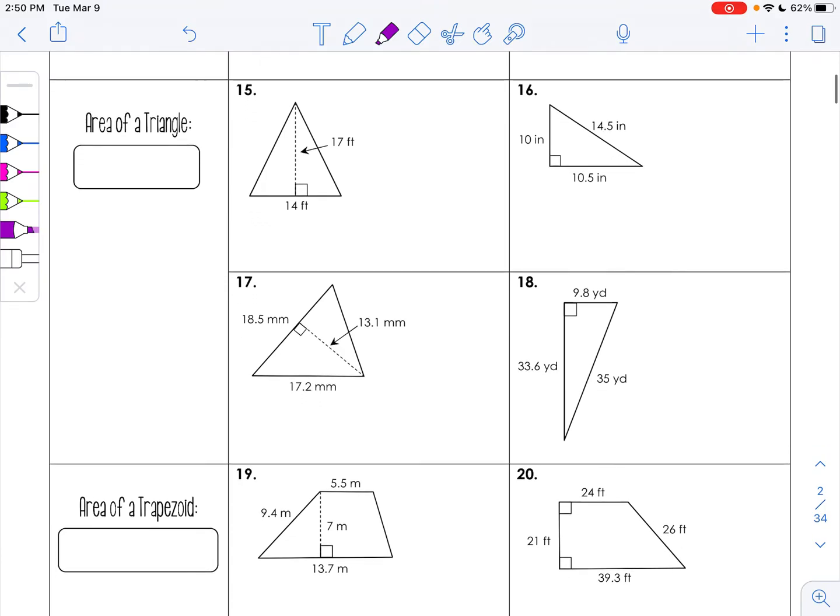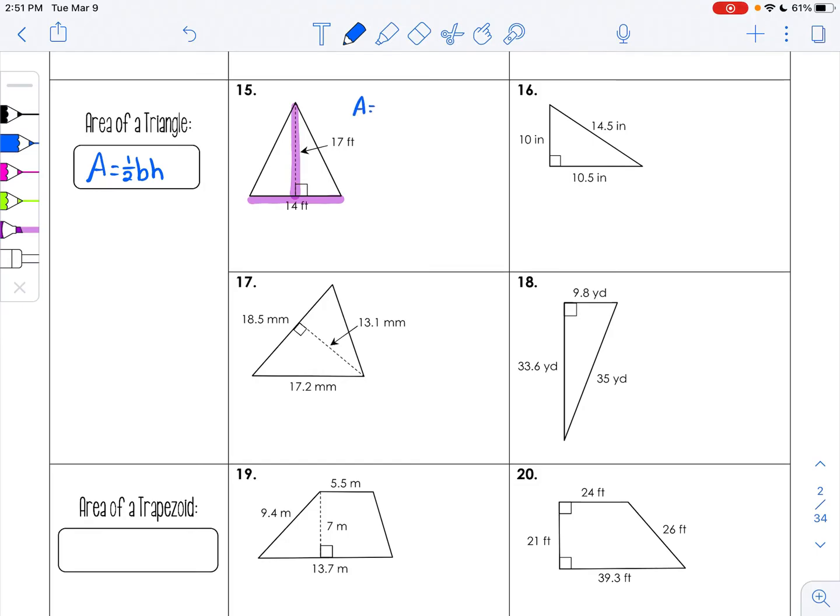And then let's look at finding the area of a triangle. So the area of a triangle has its own formula. It's 1/2 times your base times your height. So it's just like finding the area of a square or rectangle, except you have to remember to cut it in half. So for the area of the triangle number 15, our base is 14 and our height is 17. Remember, your height needs to always go up and down.